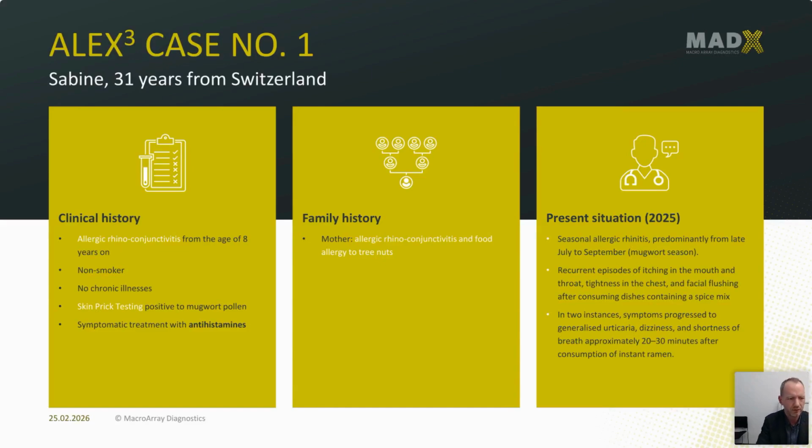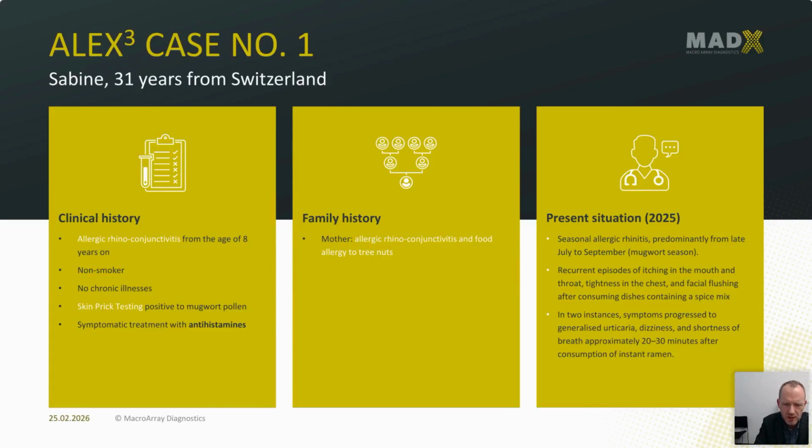She has no chronic illnesses, and her skin prick test returned a positive result only to mugwort pollen. Her symptoms are typically treated with antihistamine as needed. Regarding family history, her mother also suffers from allergic rhinoconjunctivitis as well as a food allergy to tree nuts specifically.